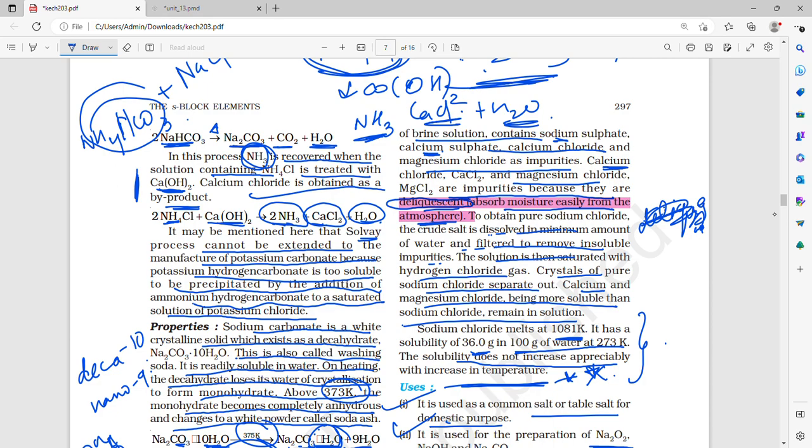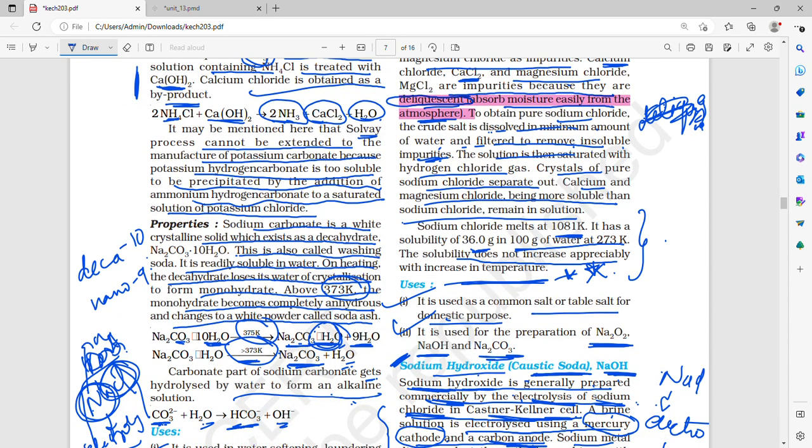Calcium chloride, CaCl2, and magnesium chloride are impurities because they are deliquescent, that is, they absorb moisture easily from the atmosphere. So to obtain pure sodium chloride, crude salt is dissolved in a minimum amount of water and then filtered to remove the insoluble impurities. The solution is then saturated with hydrogen chloride, HCl gas.